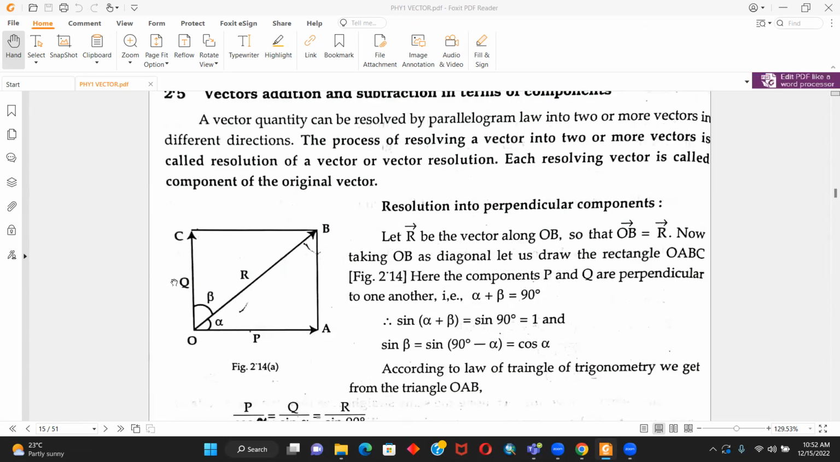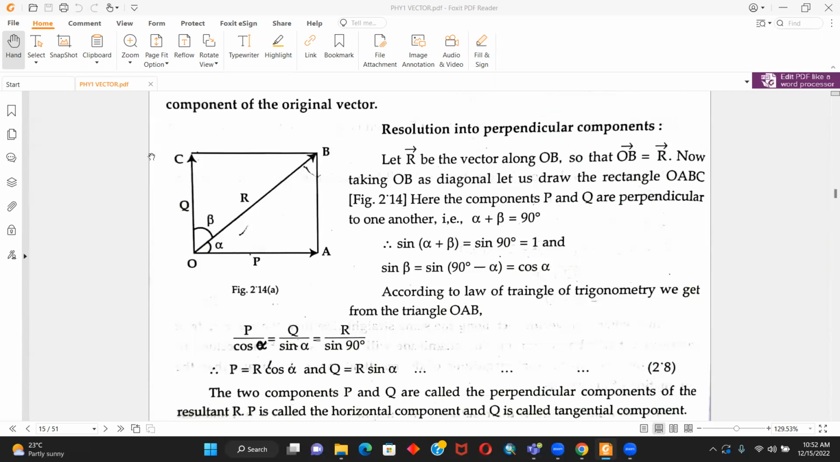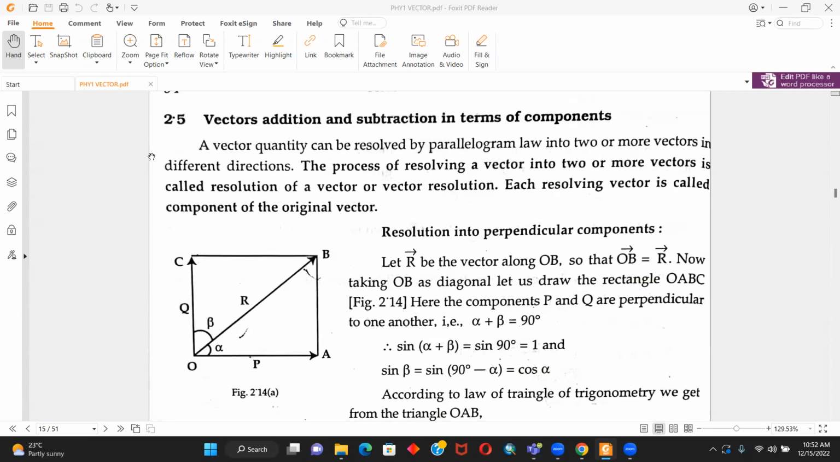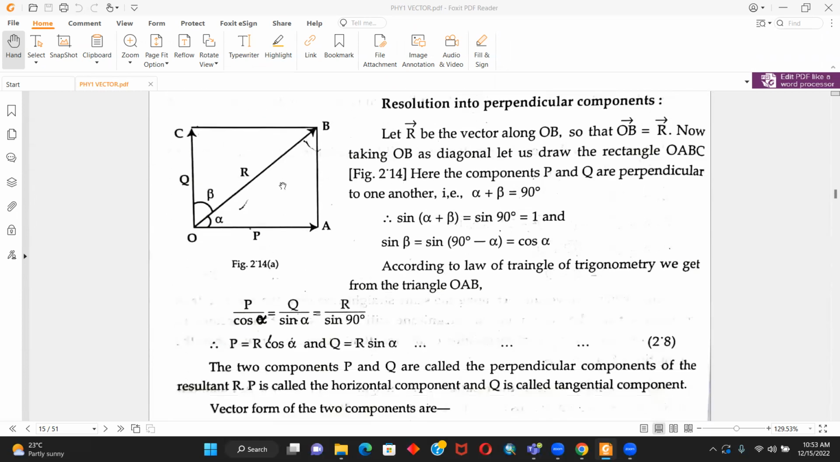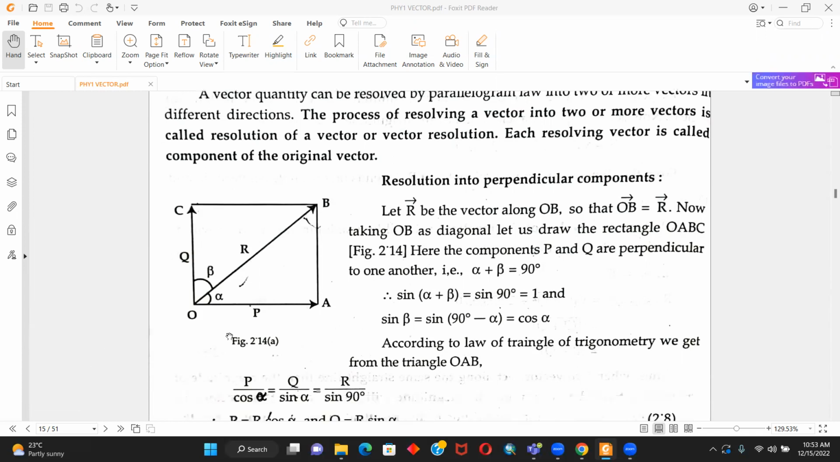Sorry, not Q sine alpha. My bad. R sine alpha. What am I saying? R sine alpha. I got confused. All right, R sine alpha. So that's that. Like previously, you have to get a vector and then multiply it with cosine alpha or maybe sine alpha. So that is how we distribute it into components.